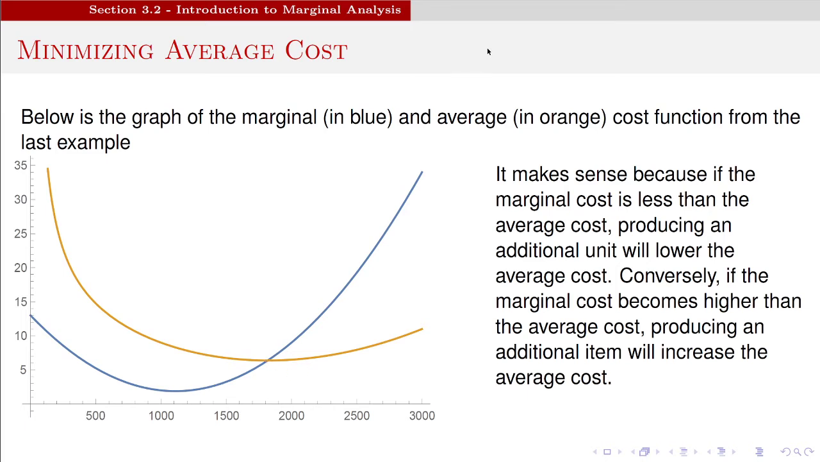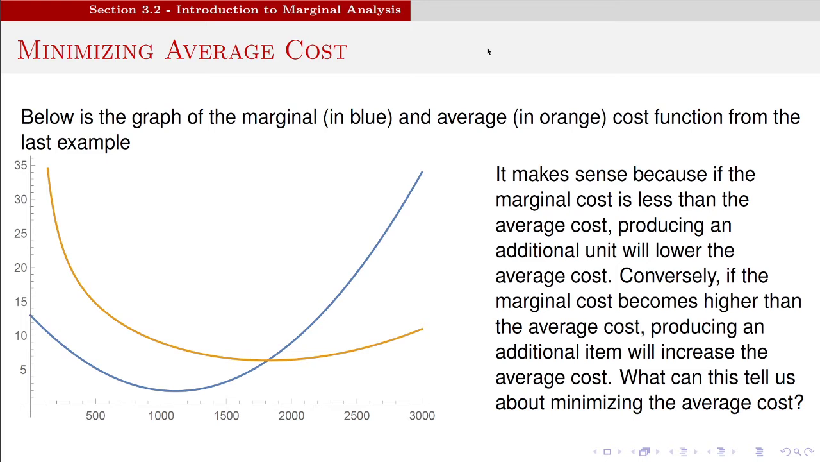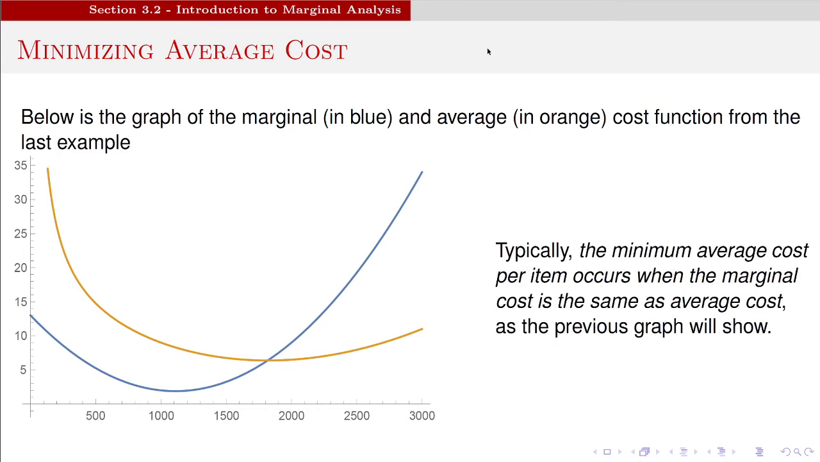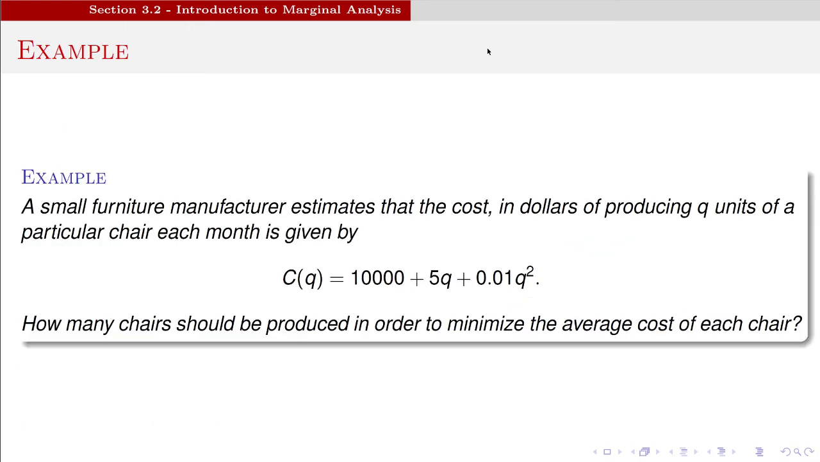So that tells us that to minimize average cost, what we really want to do is set the two equal to each other. All right, so take the average cost and the marginal cost and set them equal. So let's see this with an example.